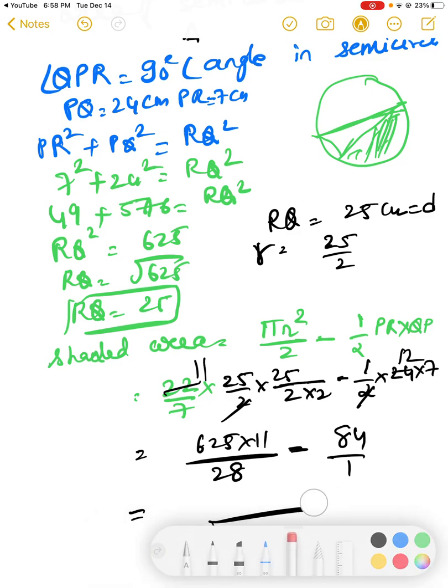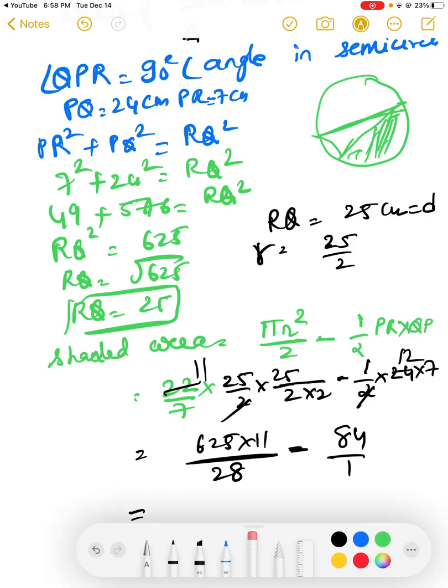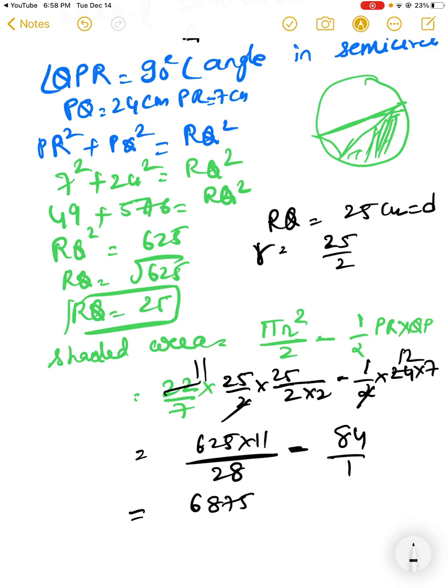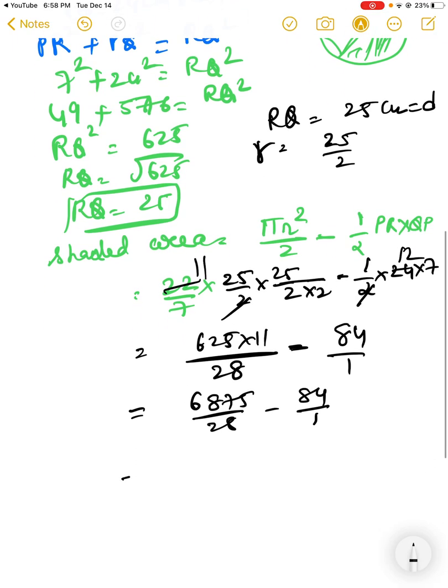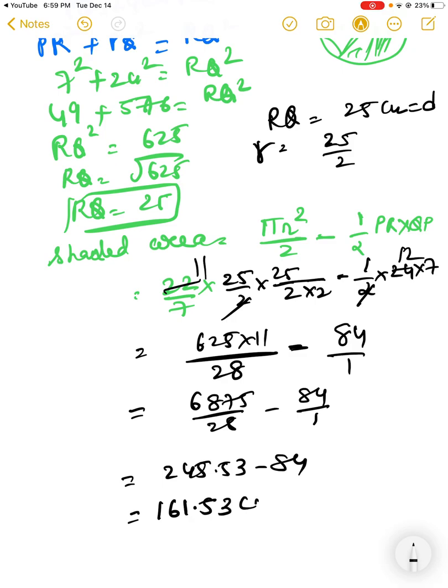So this I'll rub here. This we will be getting here 6875 upon 28 minus 84 upon 1. 6875 divided by 28 we will do, 245.53 minus 84 is equal to 161.53 centimeters square is the area.